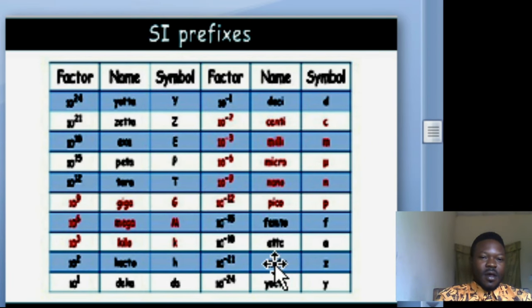Atto, 10 raised to the power minus 18, small a. Then we have units that are bigger than 10, multiples of 10. 10 raised to the power 1 is deca, small da. We have hecto, small h, 10 raised to the power 2. 10 raised to the power 3 is small k, which is kilo. Kilo means 1,000. Mega means 10 raised to the power 6, which is 1 million. Giga, 10 raised to the power 9, which is 1 billion. Tera, capital T, is 10 raised to the power 12. All these will be used as we proceed in physics.